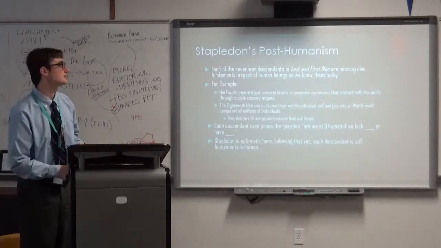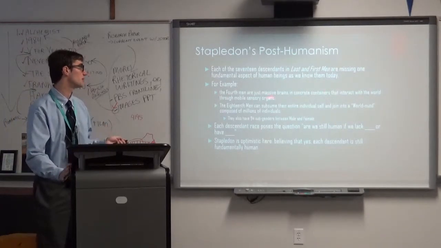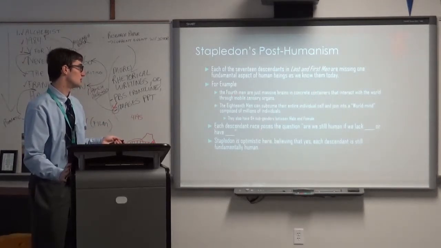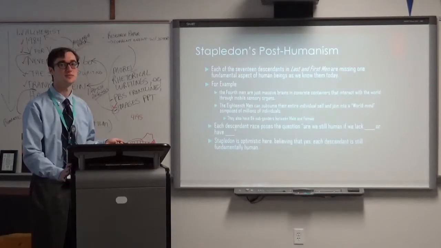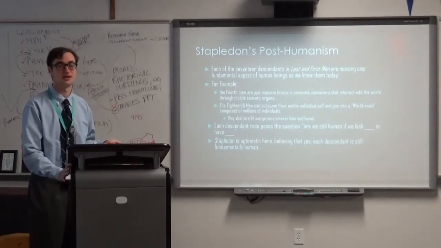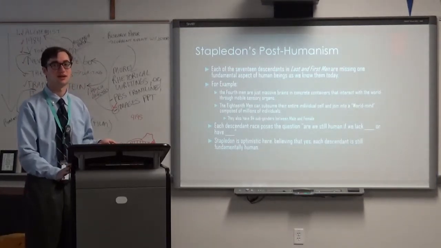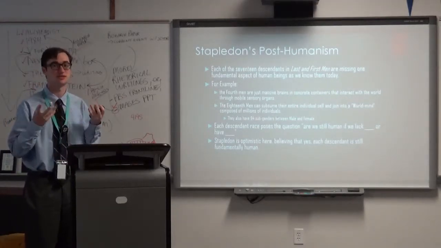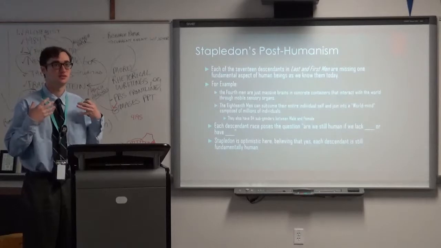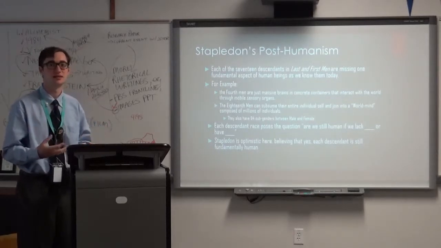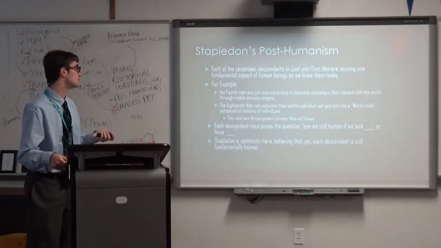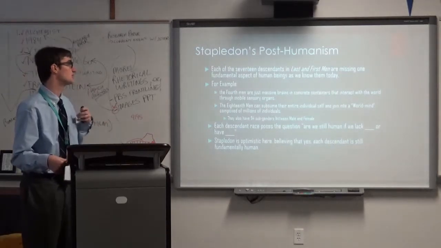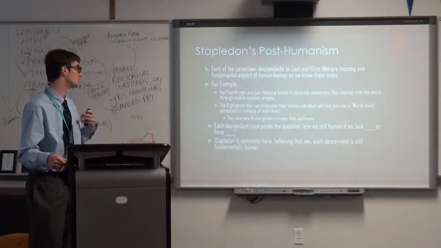Like, one of the examples he comes up with is the fourth men, who were created by the third men to essentially be biological computers. So they were literally just a massive brain in a concrete box. And the way they interact with the rest of the world is through artificial sensory organs. Essentially, they're basically just a biological AI. And he seems to assert that even in that case they are still human, which is an interesting take.